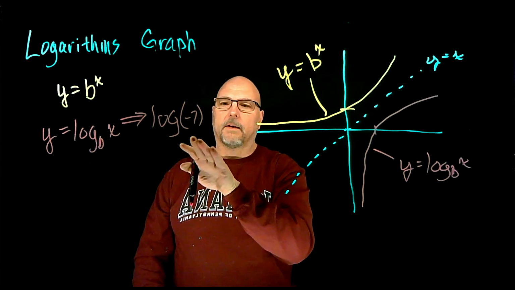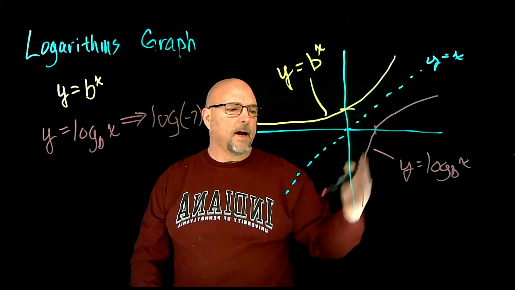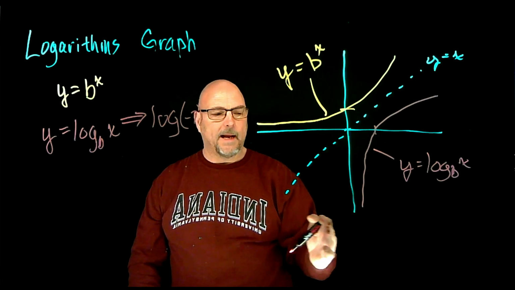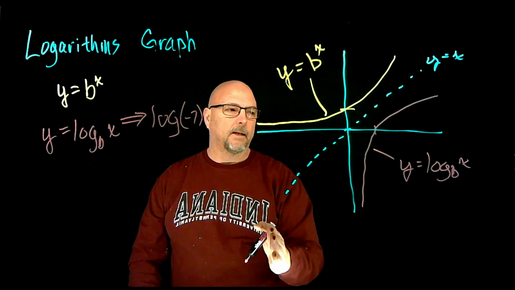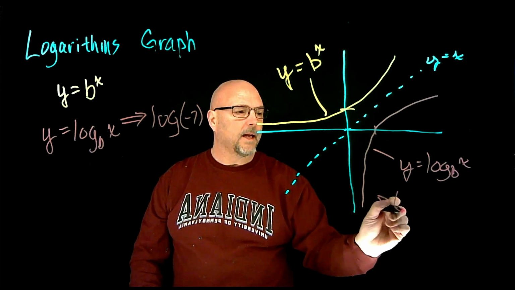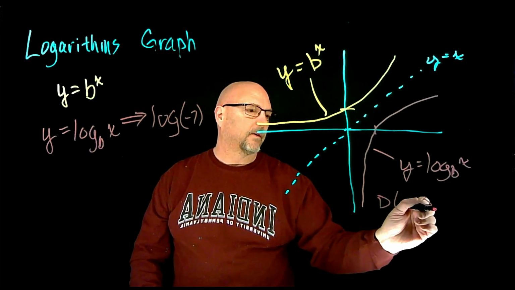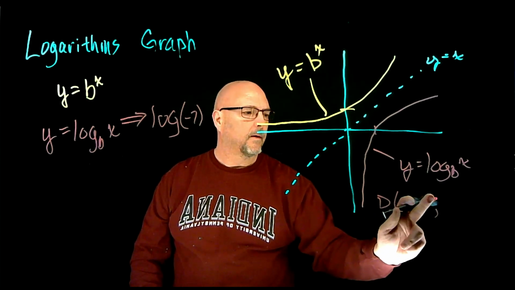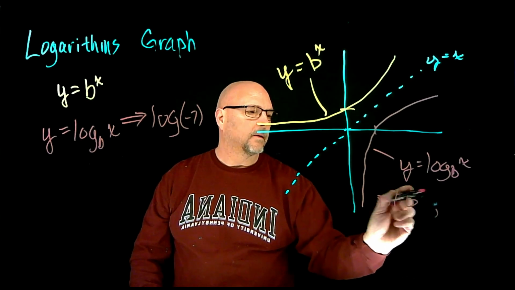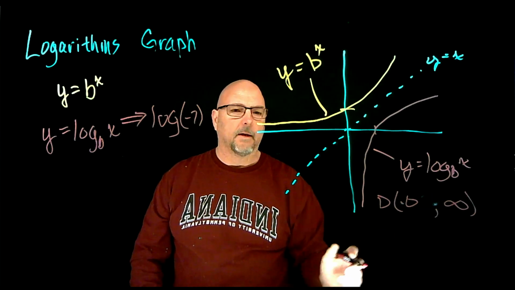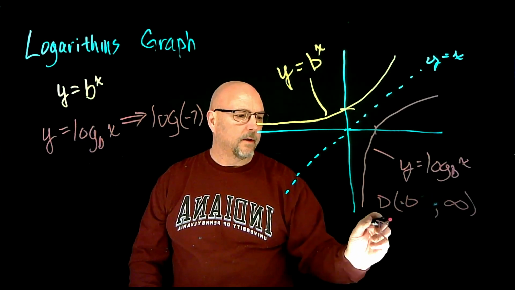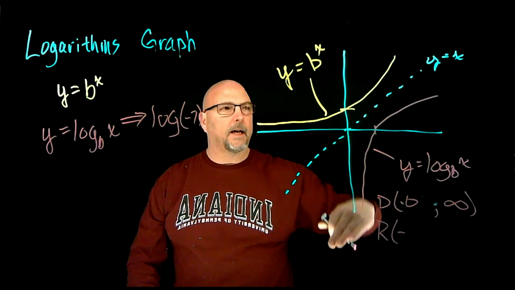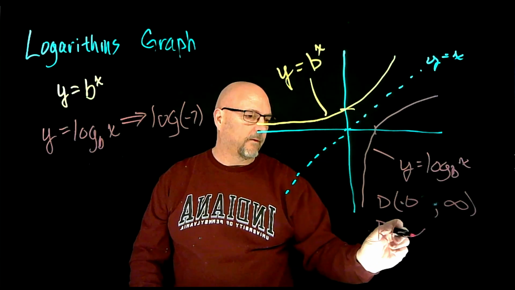We can't take the log of a negative number, because when we look at our graph, you'll notice the domain of this function does not include any negative numbers. So I'm looking at a domain that goes from 0 to infinity. And we're looking at a range that's coming from down here, negative infinity, and going to positive infinity.